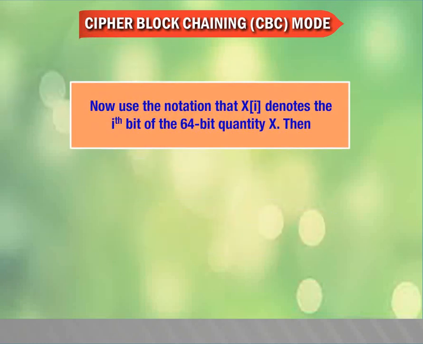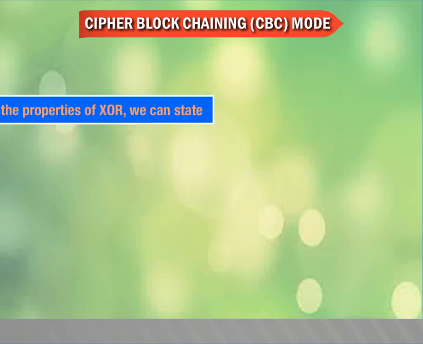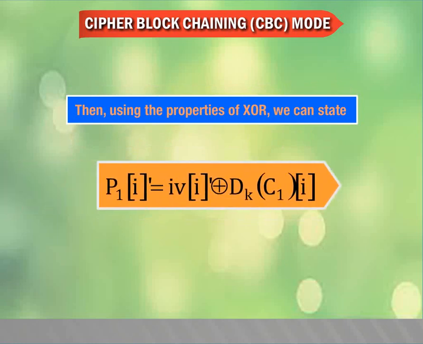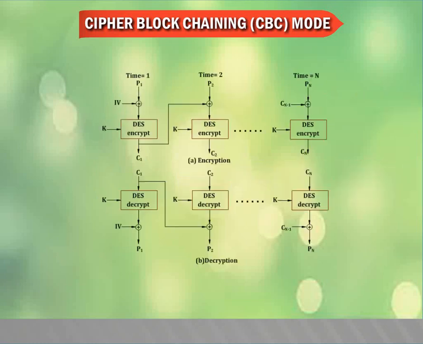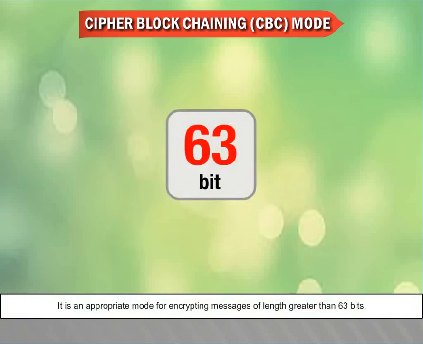Now use the notation that X(i) denotes the ith bit of the 64-bit quantity X. Then P1(i) is equal to IV(i) XOR Dk of C1(i). Then using the properties of XOR, we can state P1(i)' is equal to IV(i)' XOR Dk of C1(i). This means that if an opponent can predictably change bits in IV, the corresponding bits of the received value of P1 can be changed. It is an appropriate mode for encrypting messages of length greater than 63 bits.